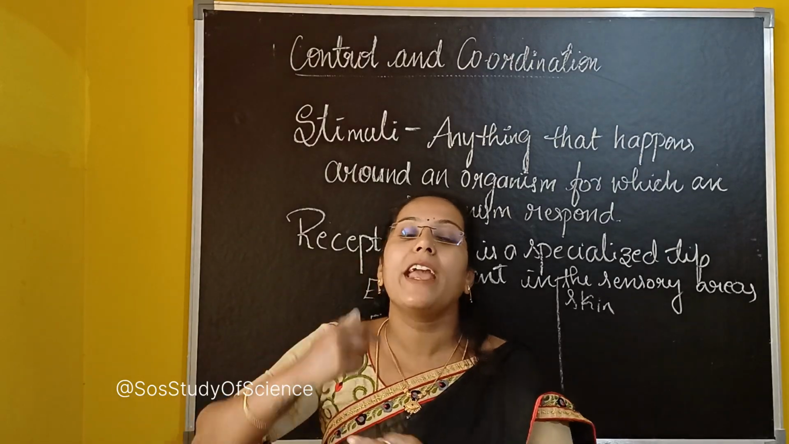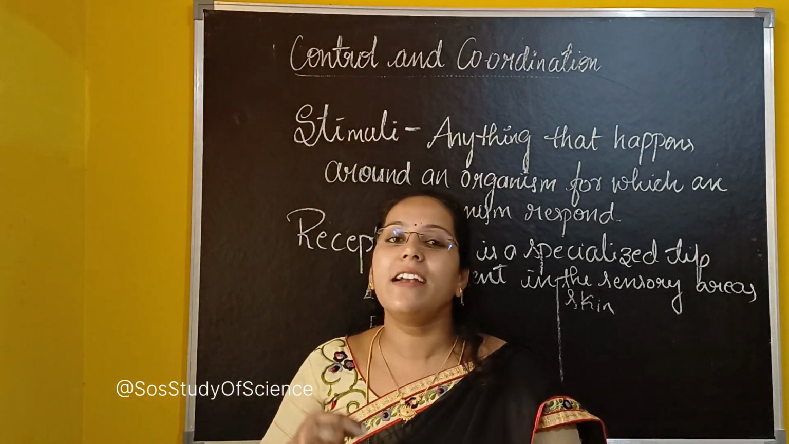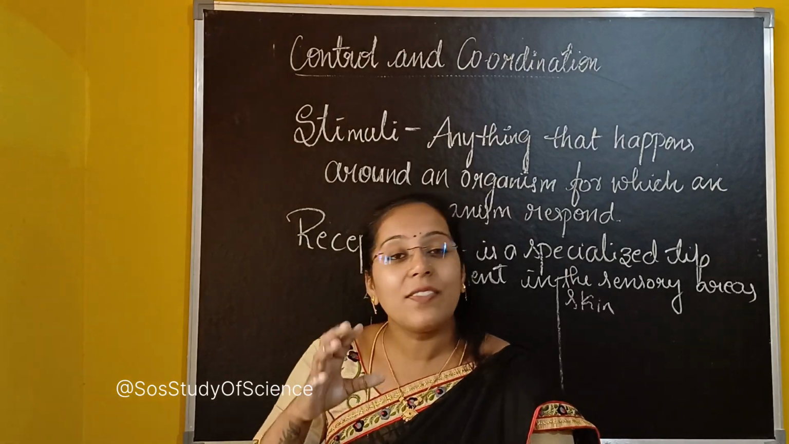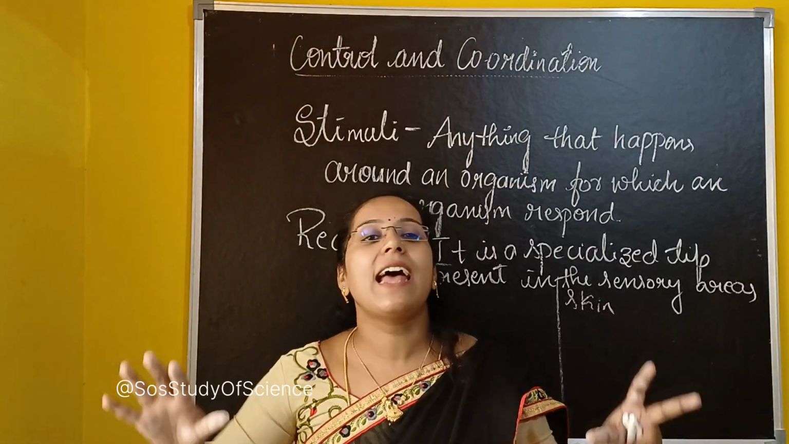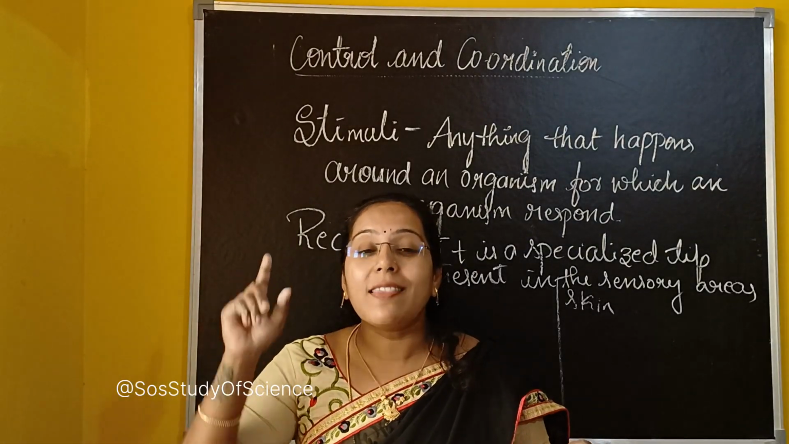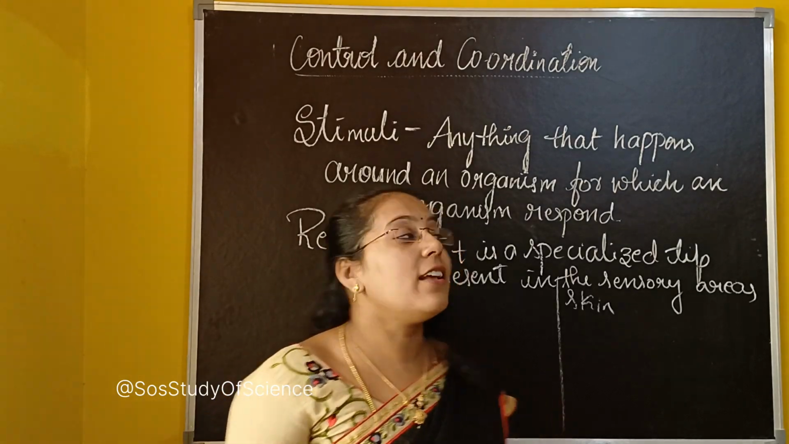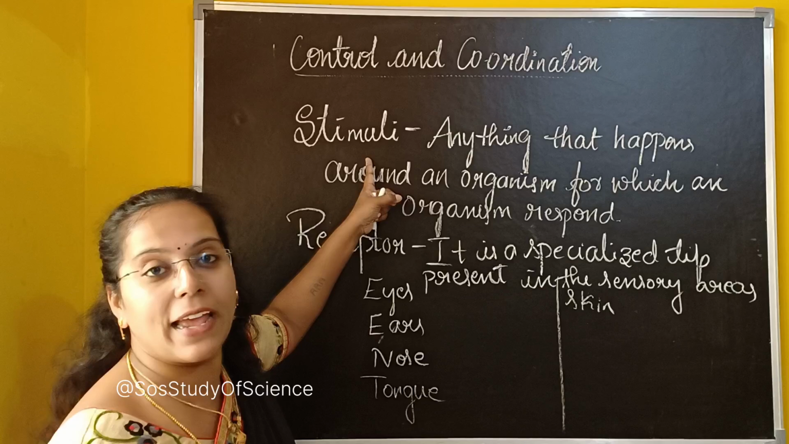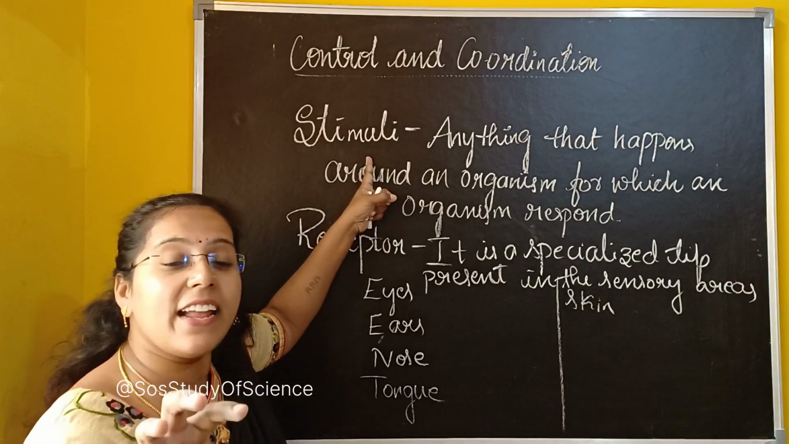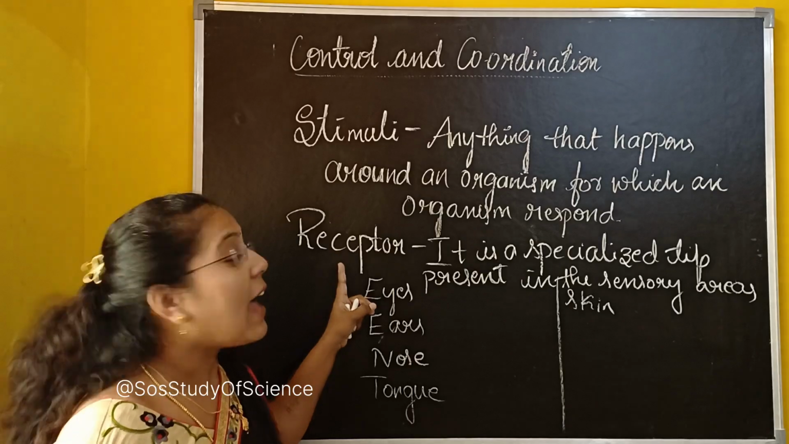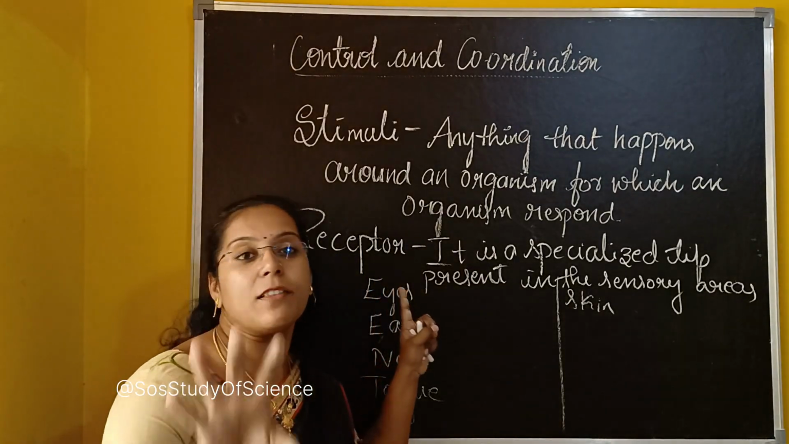Clear? That is why you are able to respond to the changes you receive from the external environment. I think you're clear with this. Anything that happens around you, a change to which you are responding, is called a stimulus. A change to which an organism is responding is called a stimulus, and the receptor is what allows you to respond.